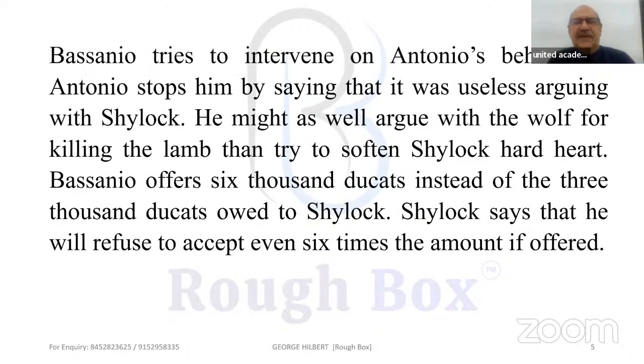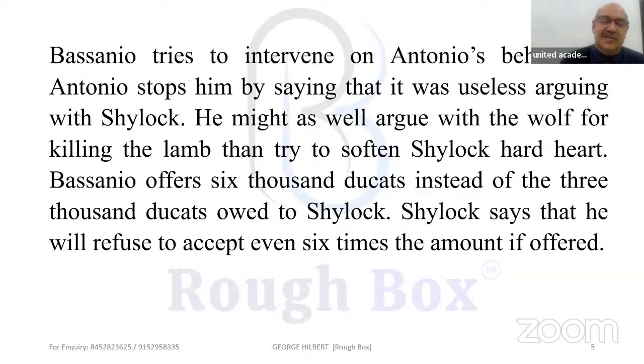Bassanio tries to intervene on Antonio's behalf, but Antonio stops him by saying that it is useless arguing with Shylock. Bassanio might as well argue with a wolf for killing the lamb than try to soften Shylock's hard heart. Bassanio offers 6,000 ducats instead of the 3,000 ducats owed to Shylock. But Shylock says that he will refuse to accept even 6 times the amount if offered.